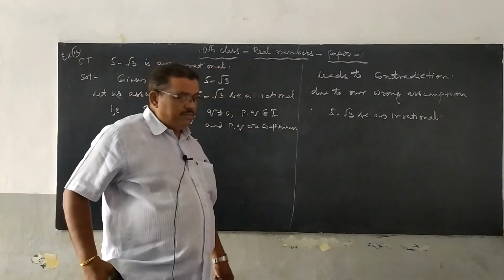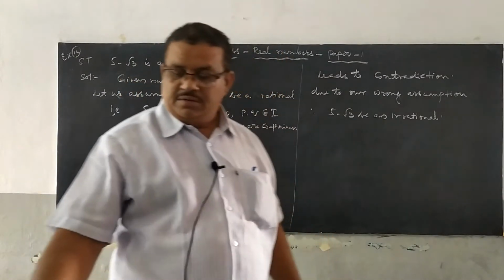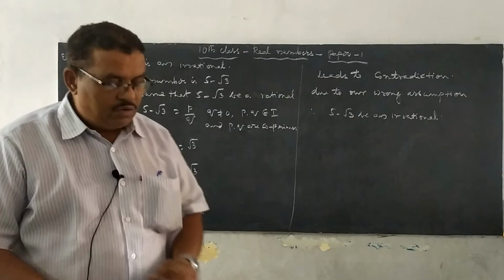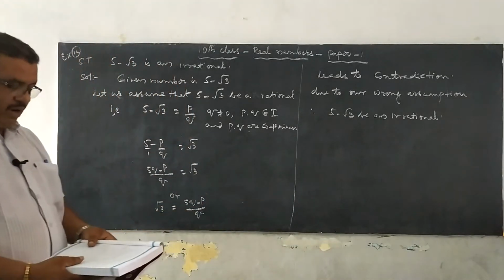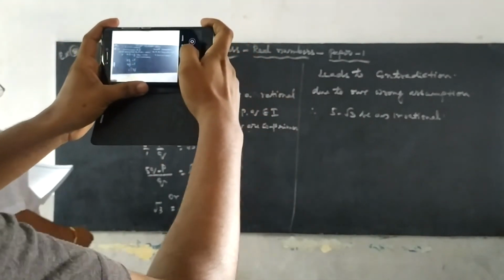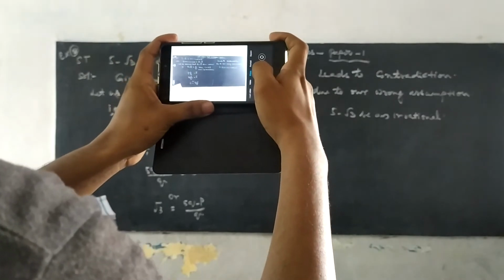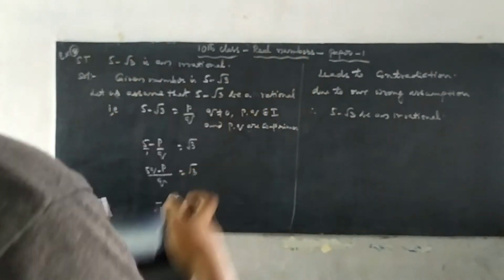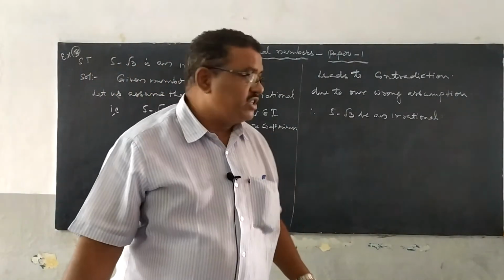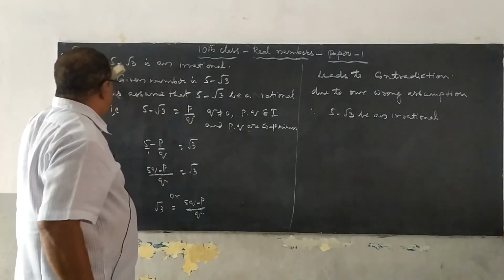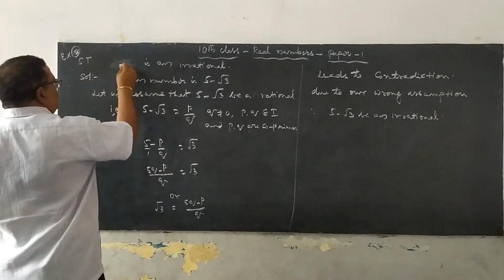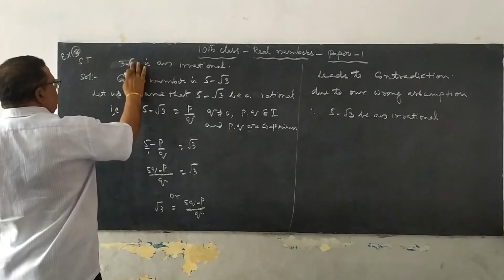This is the example problem. Now go through example 9, I think example 8 this is. Next one. Show that 3 root 2 is irrational. Same model problem. Given number is 3 root 2, which is an irrational.